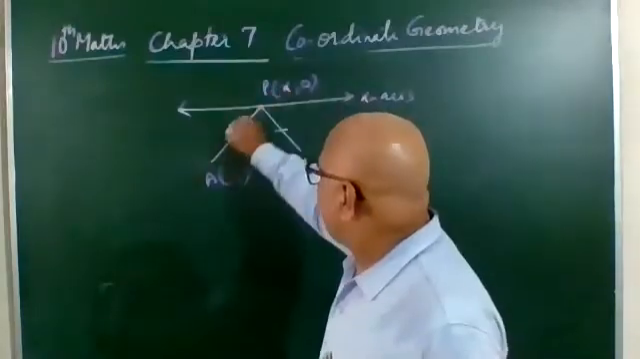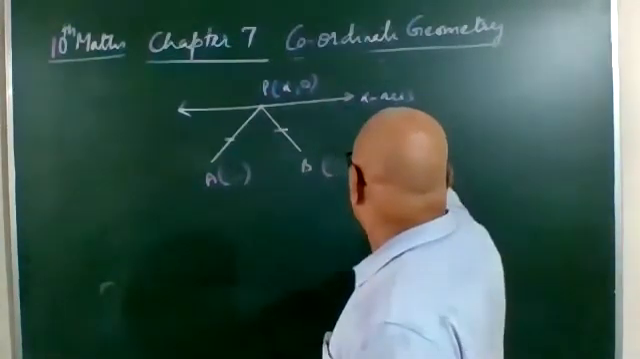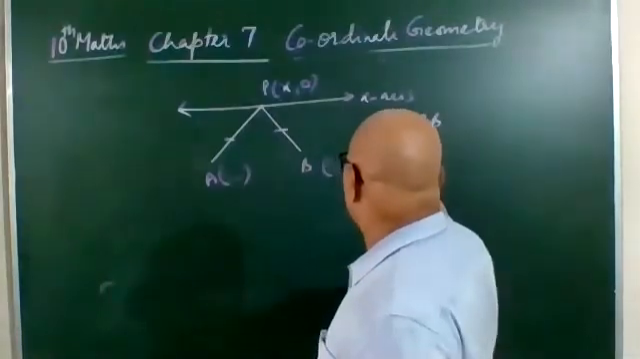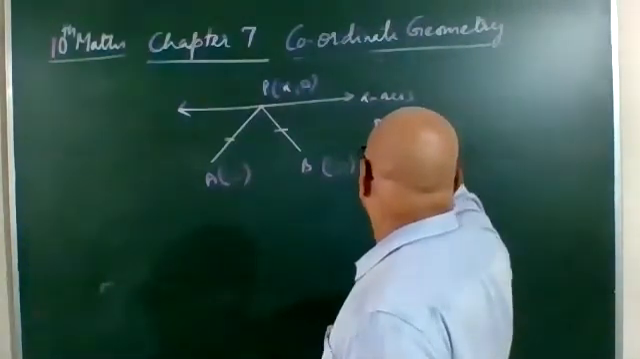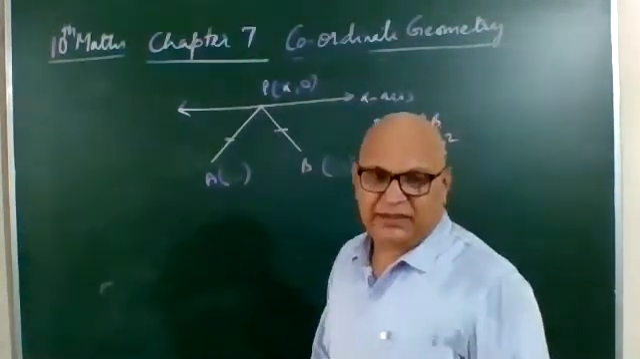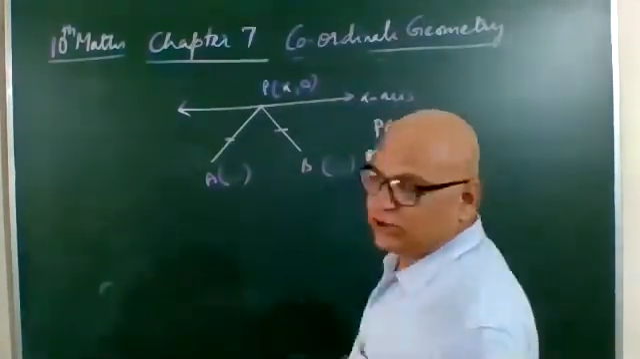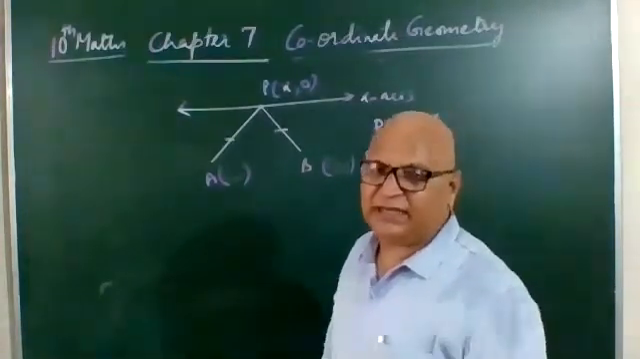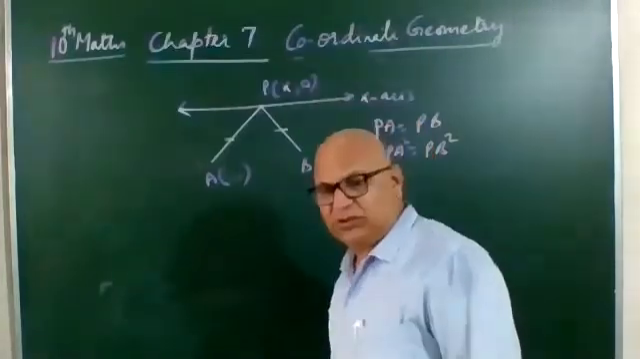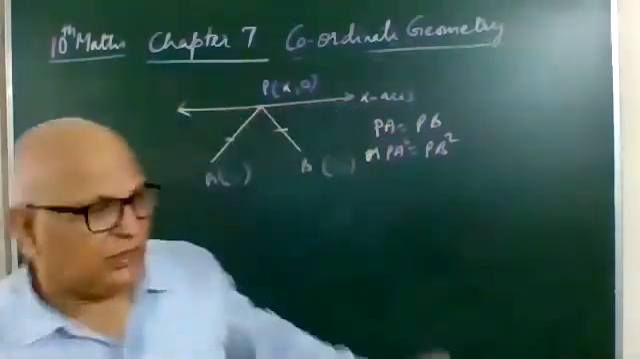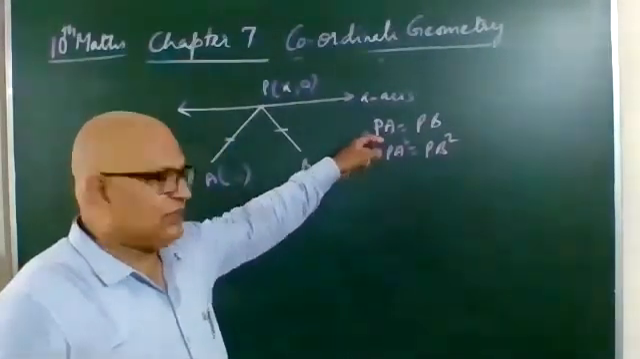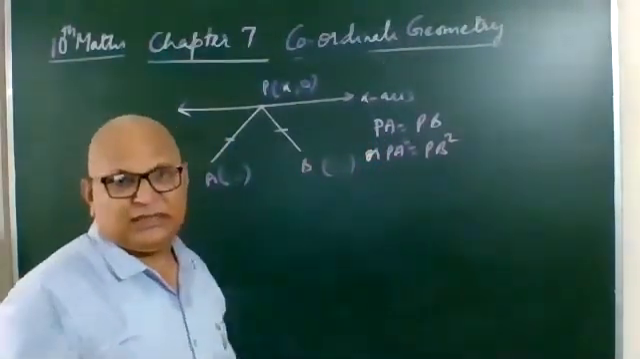Now PA equals PB is given, or you can say PA square equals PB square. Why are we putting the square? Because the square root sign in the distance formula can be removed only by squaring both sides. That is very important.